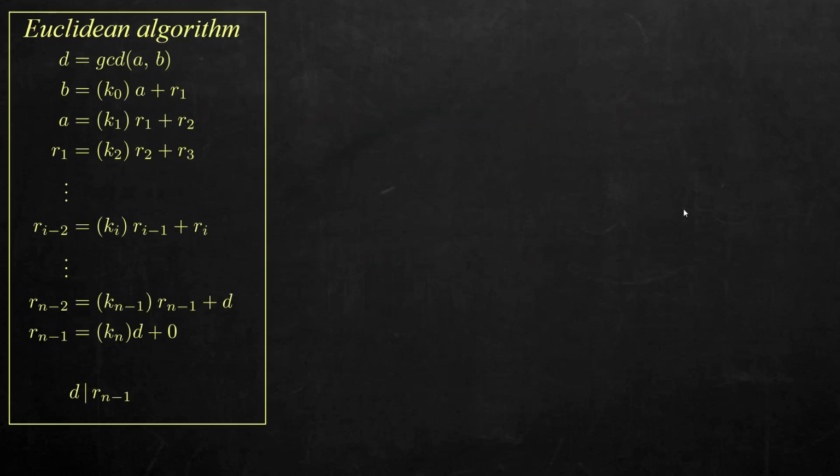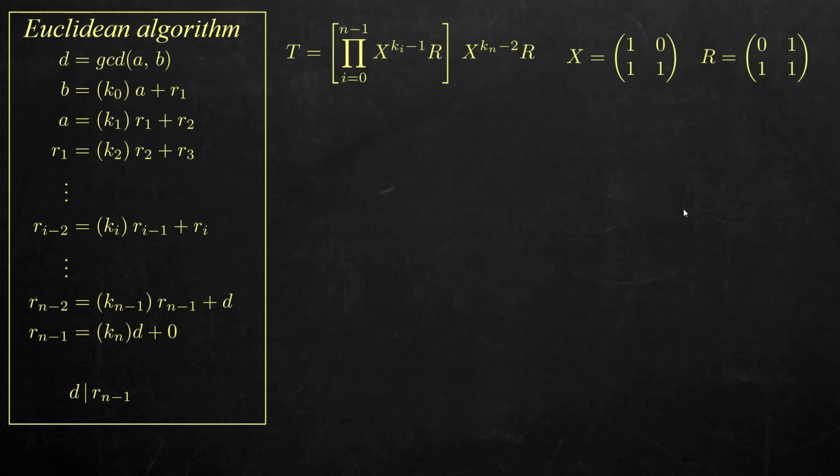Here is a summary of the method. We start using the Euclidean algorithm to determine the GCD of A and B. Then we transcribe each quotient k_i from the Euclidean algorithm steps into a linear transformation x^(k_i - 1) times r, where x and r are the elementary linear transformations deduced from the linearity of the GCD. For the last step, we use x^(k_n - 2) times r to ensure the GCD remains as the final remainder.